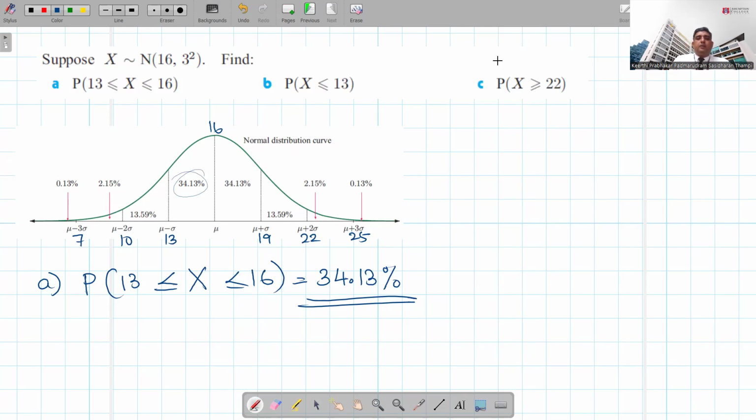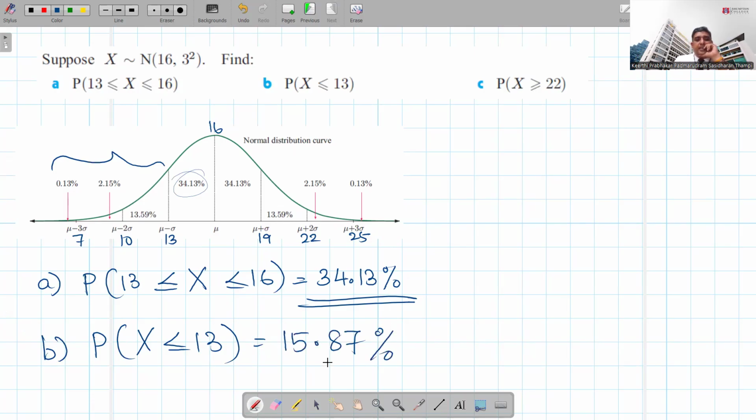Okay. So now you can say that the probability of the chosen data being less than or equal to 13 is from here to here. So that makes it 2.28 plus 13.59, so 15.87%. I just added all these probabilities together. Okay. Now, the last part.